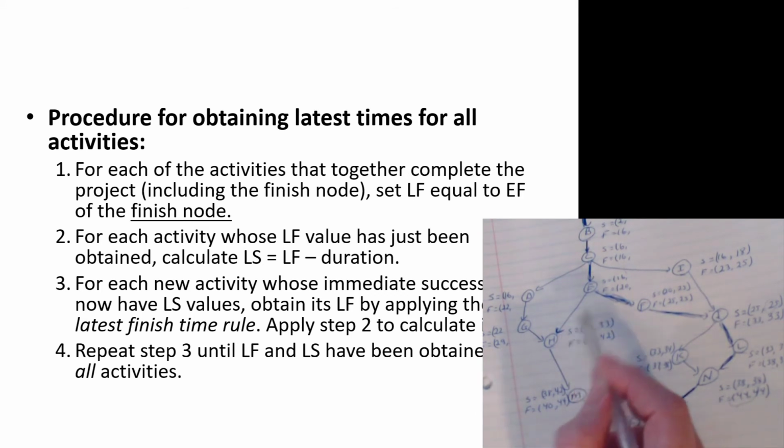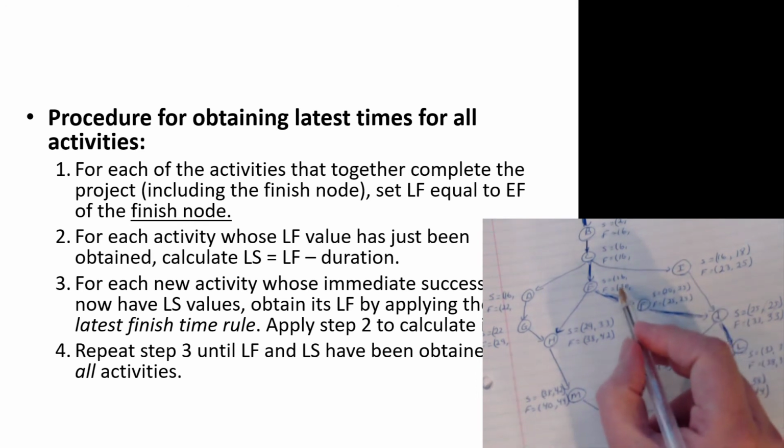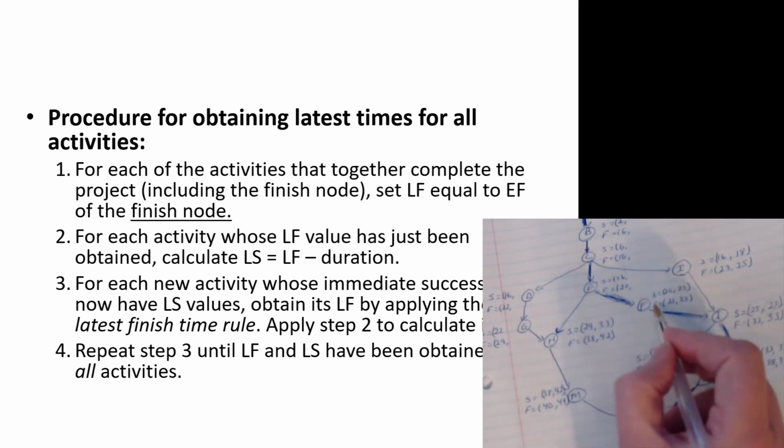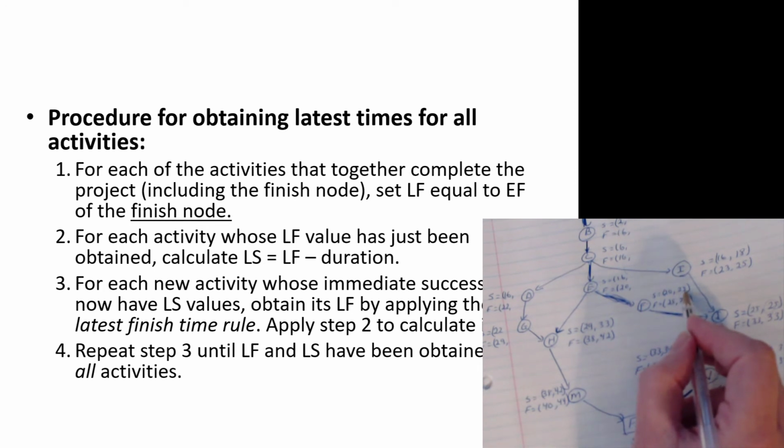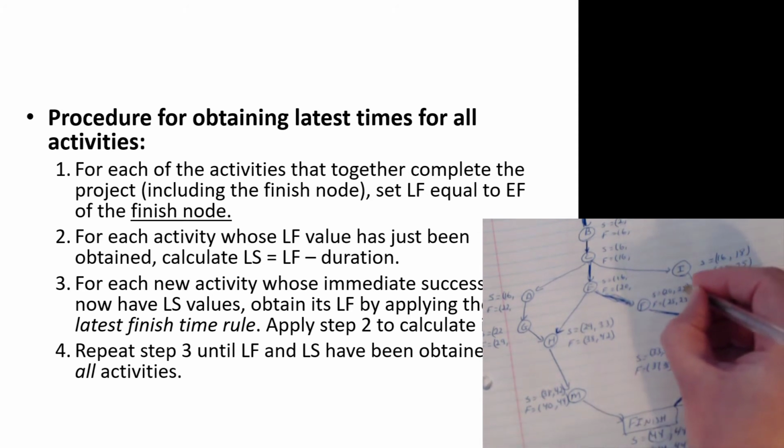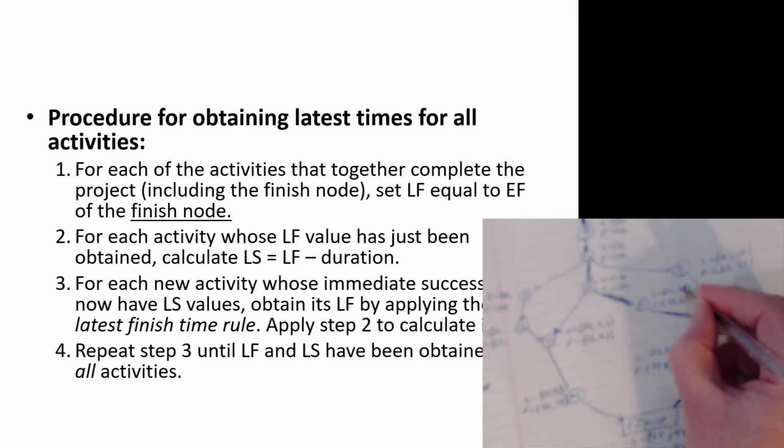Now we have the 2 successor activities to E, which are H and F. Now we can find the latest finish time for E. Latest finish time for E is the latest start time. Looking at F, we got K. Sorry, that should be a little 0 there. Okay, F cannot start any later than period 20.